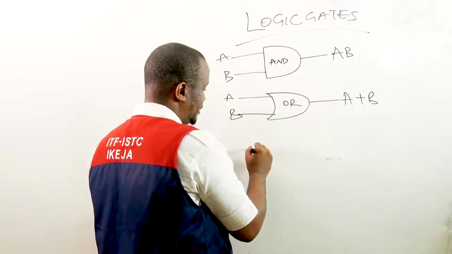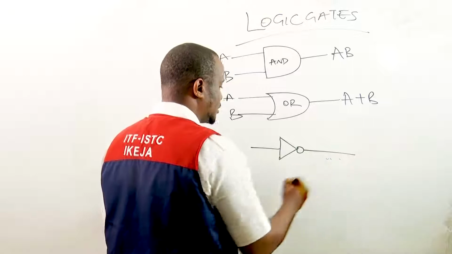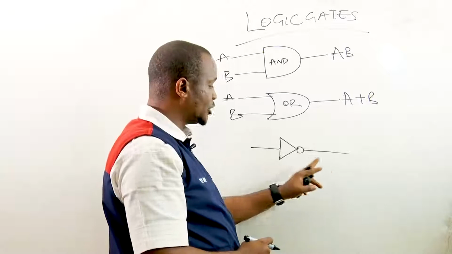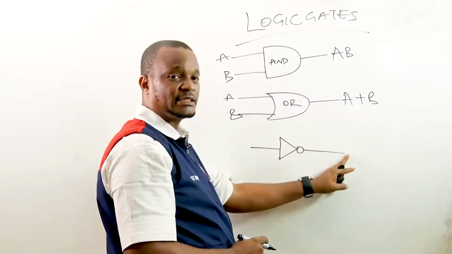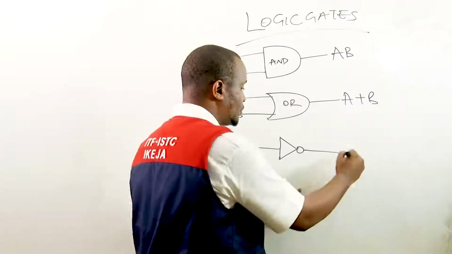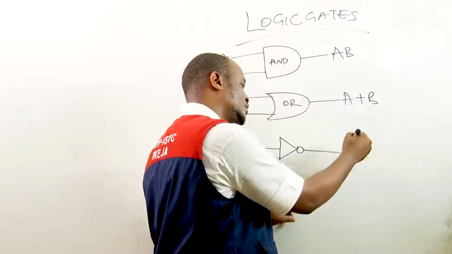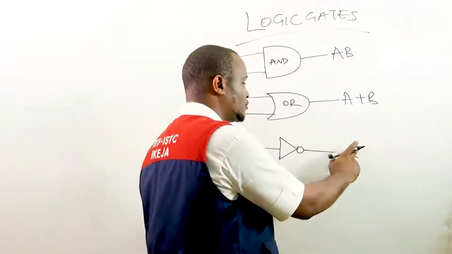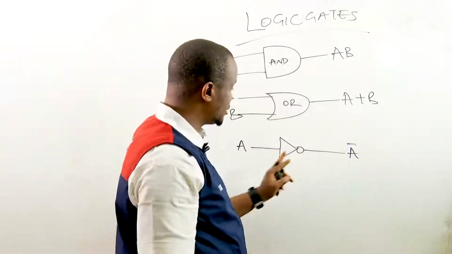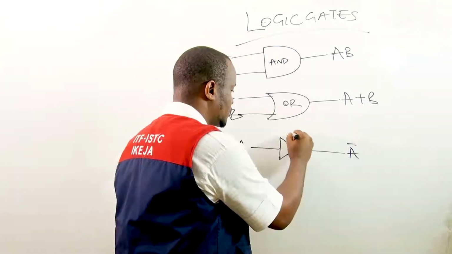And then finally we have the 3, which is the NOT gate. NOT gate is unique. It has 1 input and an output. Some call this the inverter. So whatever you put here, it inverts it. And then we have it as A bar or A prime. So in some texts we have it as A prime, while some call it A bar. Okay, so this is the inversion, inverting the input. That's what this 3 does. So this is the NOT.